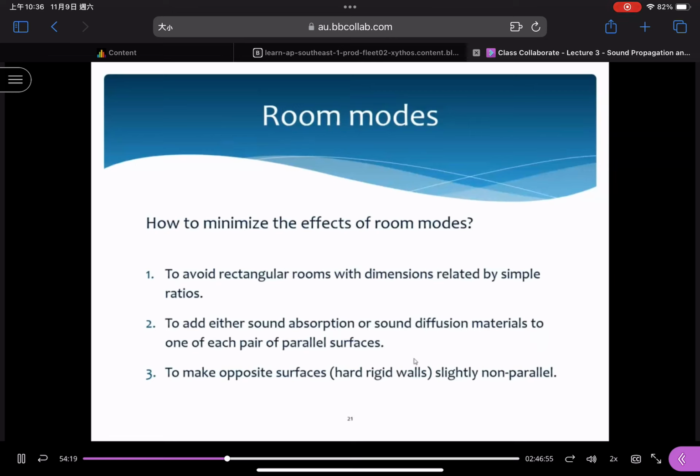The second one, we cannot change the dimensions, because the design of the dimensions depends on the situations decided by an architect, not an engineer. So we can install some absorption materials. Let's say inside this room, although we do not install absorption materials on the wall surfaces, the carpet is absorptive material, and even the ceiling is absorptive material. And the third one is to make opposite surfaces slightly non-parallel. Then reflected waves cannot superimpose on each other, which means a standing wave cannot be formed. If there is no standing wave, there are no room modes.